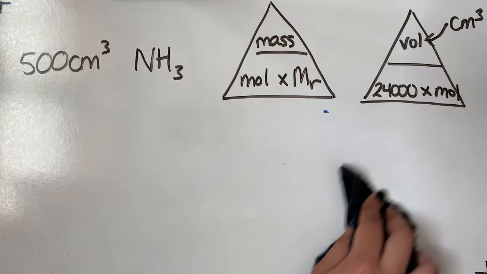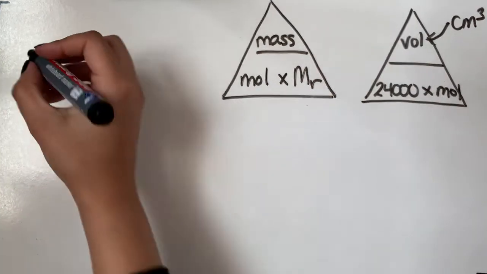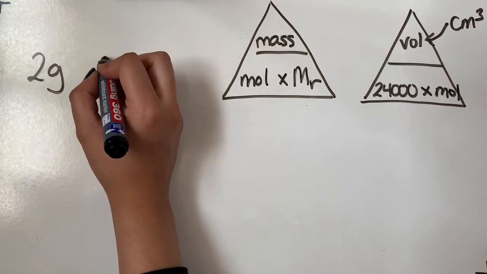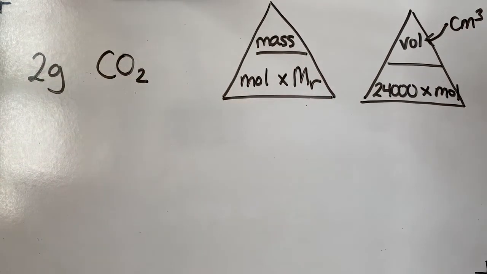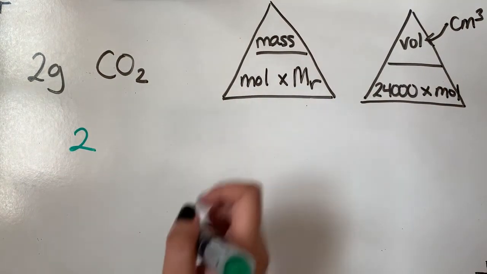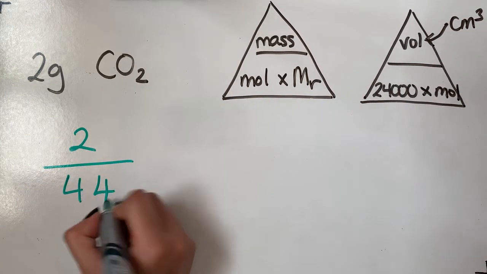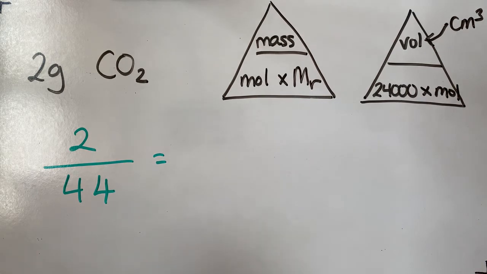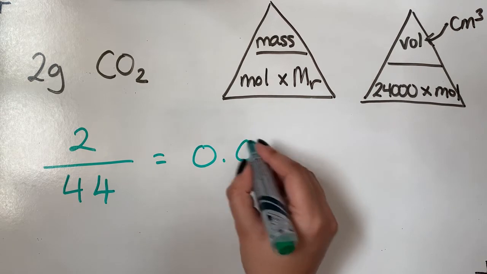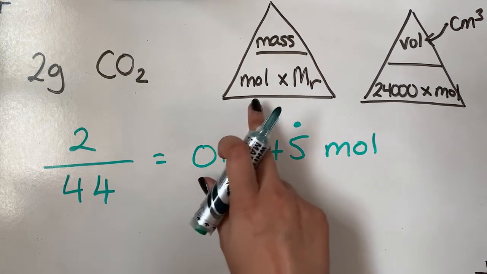So if we do question number 1 together, we've got 2 grams of carbon dioxide. So now we're going to have a mass of 2 grams. We're going to divide it by our molar mass of carbon dioxide, which is 44. And we get an answer of 0.045 recurring. That's our moles, which we worked out from this equation here.